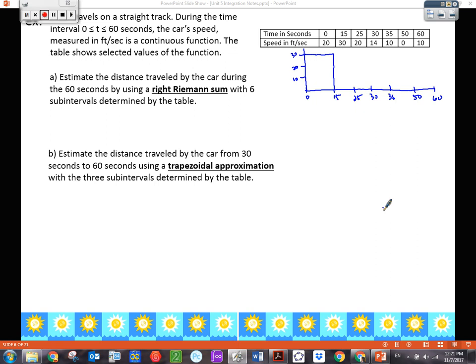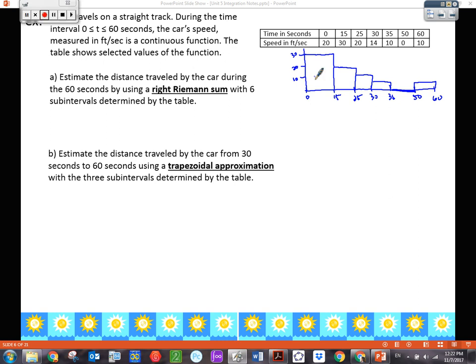There's my first rectangle. So again, I'm using a right Riemann sum. So for the second rectangle, I'm going to go to the height for the 25, which is at 20. And then for this one, the right side would be at 30, which is at 14. Then let's see, 30, 35, we're at 10. At 50, oh, poor little, there's nothing, there's a 0. And then at 60, it's at 10, back at 10. Okay, so that's what our rectangles look like.